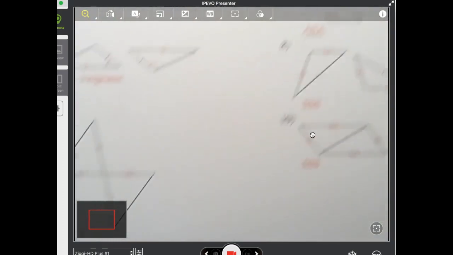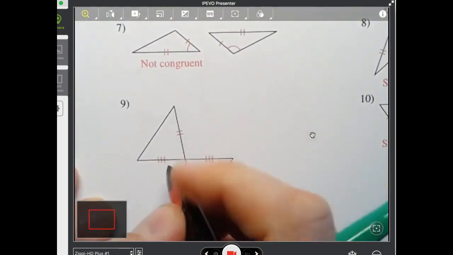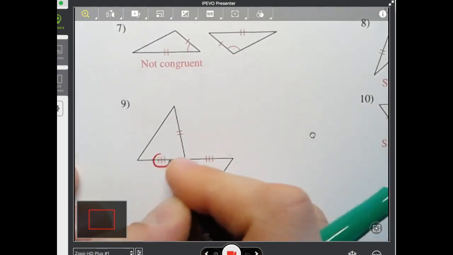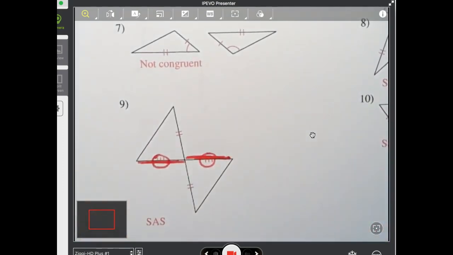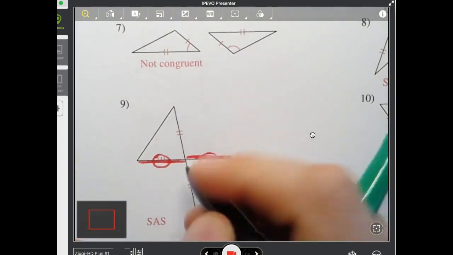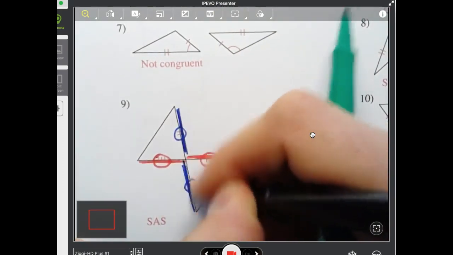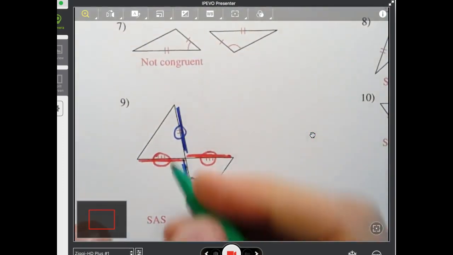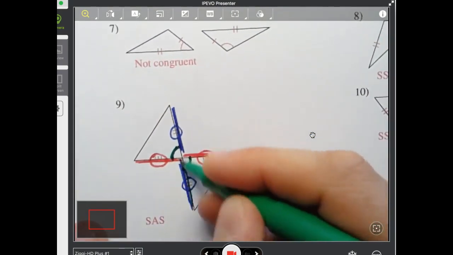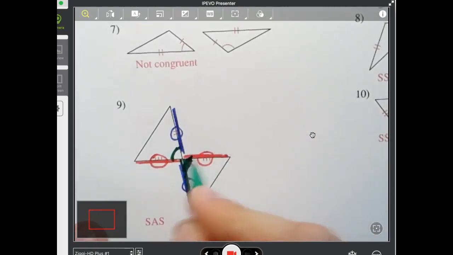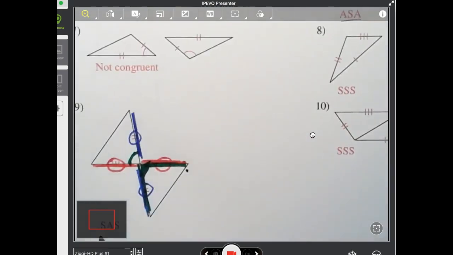Let's look at a side angle side right here. We're going to see a lot of these. Actually, let's see a lot of all of them. But here we have side, and again, I'm talking about these sides, this side and this side. This side here is congruent to this side here, so side, side, and then what do we have? Smack in the middle, we have vertical angles, so we have side, angle, side.